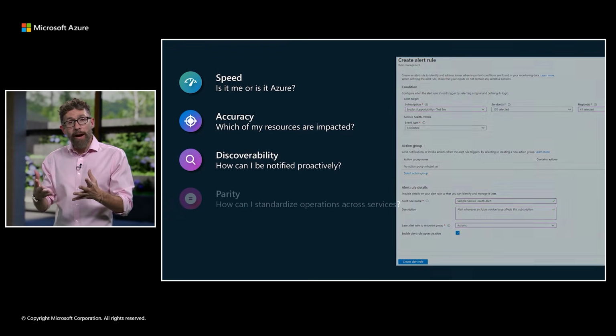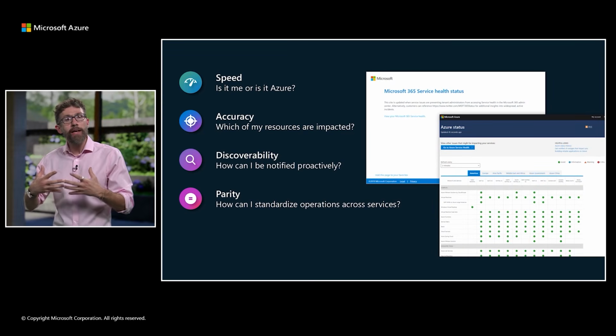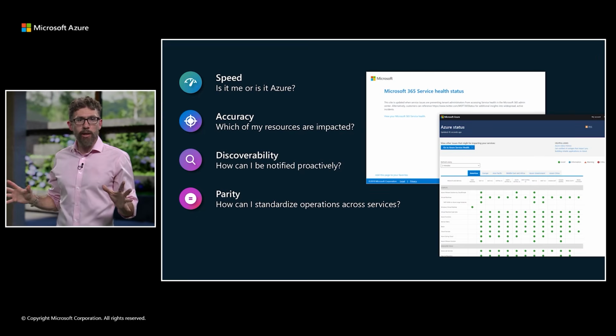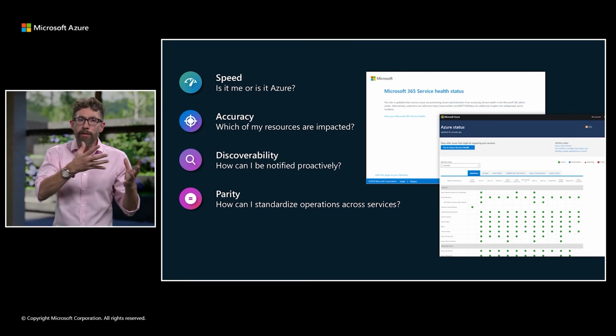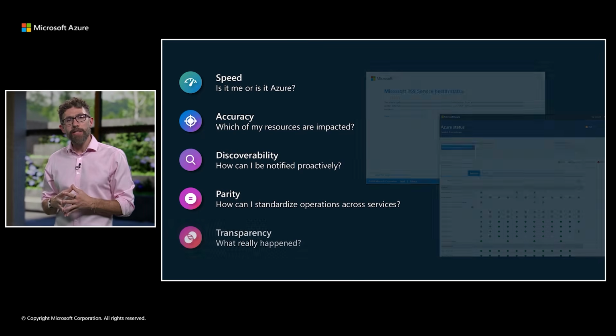The fourth one is around parity. Not only parity of our hundreds of services across Azure to ensure that they behave and respond in the same way, but parity across our Microsoft cloud. We understand how important it is to have a continuous and predictable practice across all the cloud products that Microsoft offers. And the last one is around transparency.